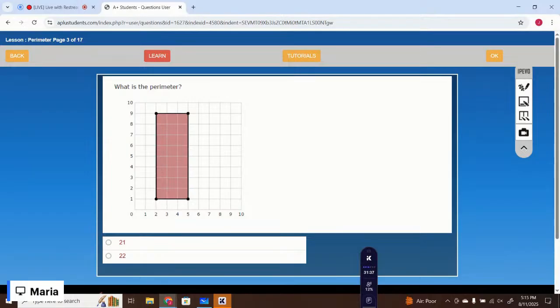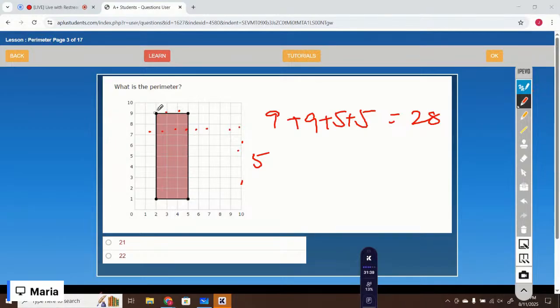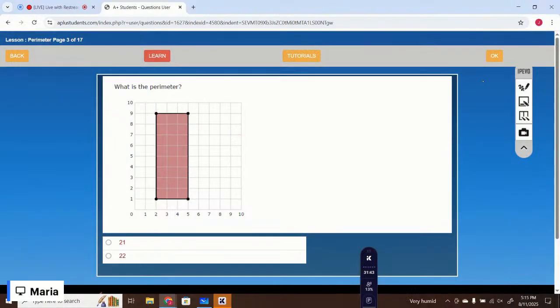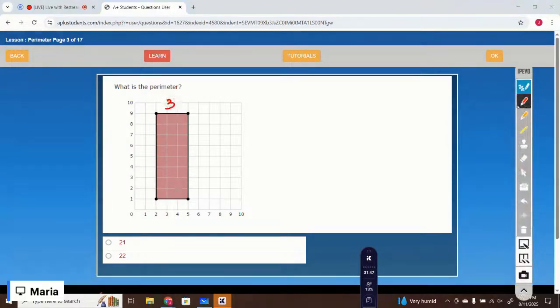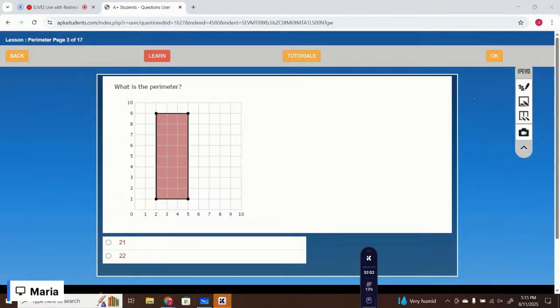What is the perimeter? 1, 2, 3. 1, 2, 3, 4, 5, 6, 7. So 8 plus 8 is 16, 17, 18, 19, 20, 21, 22. That is 22. Option number 2 is the correct option.